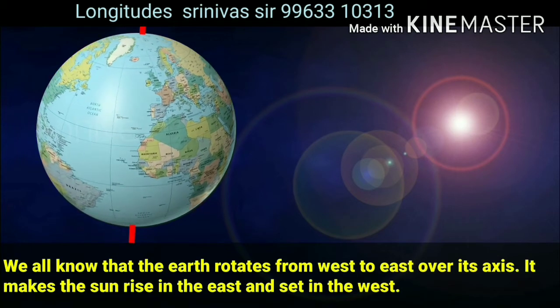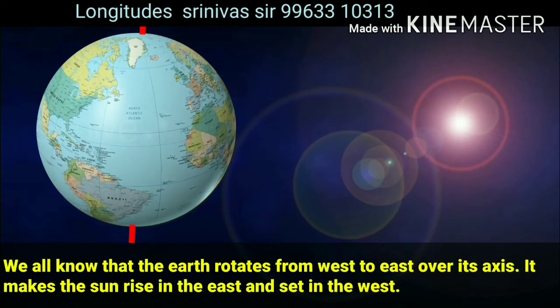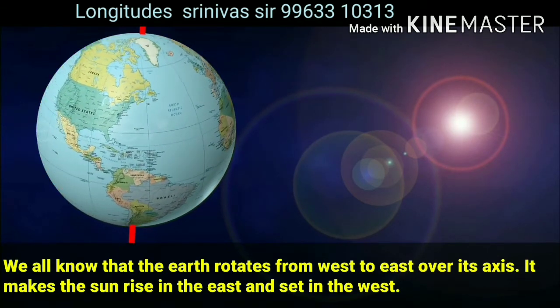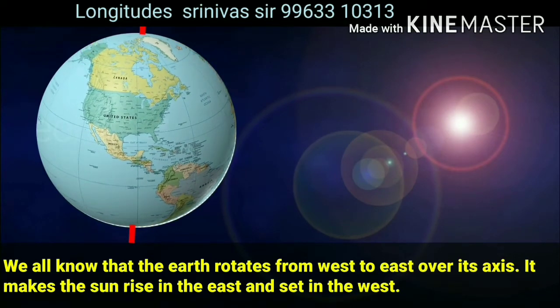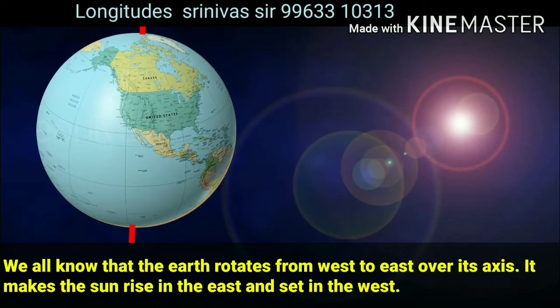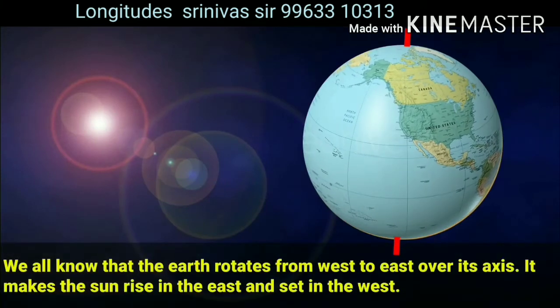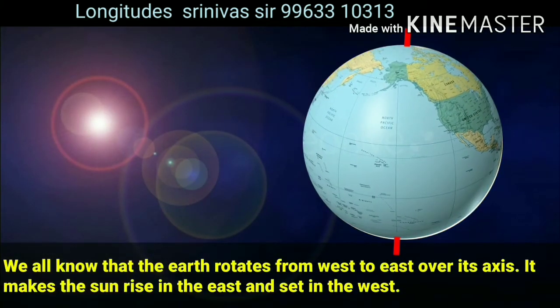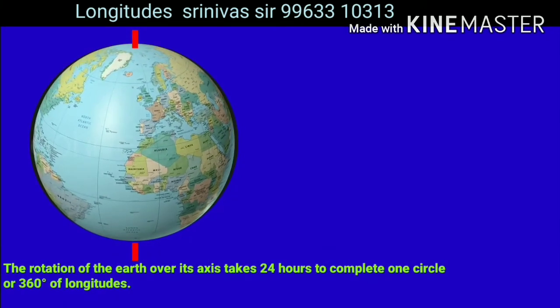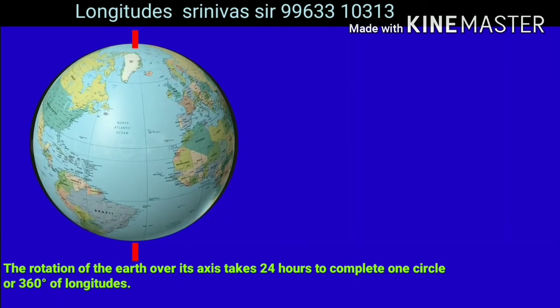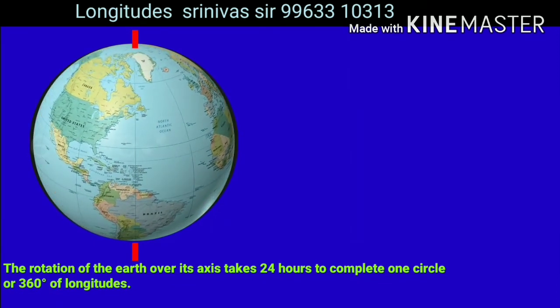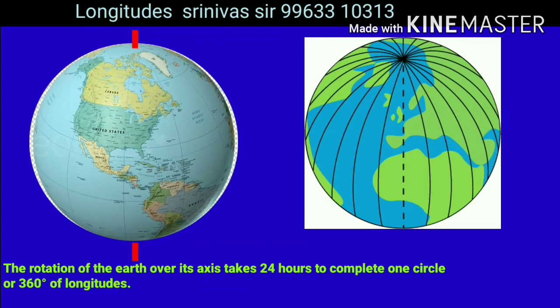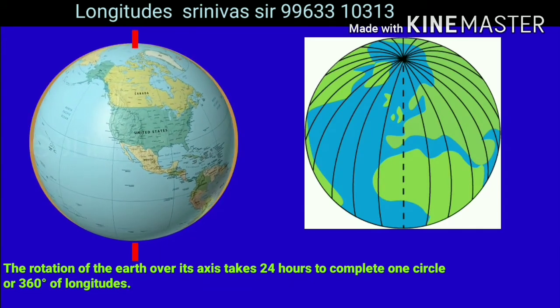We all know that the earth rotates from west to east over its axis. It makes the sun rise in the east and set in the west. The rotation of the earth over its axis takes 24 hours to complete one circle or 360 degrees of longitudes.